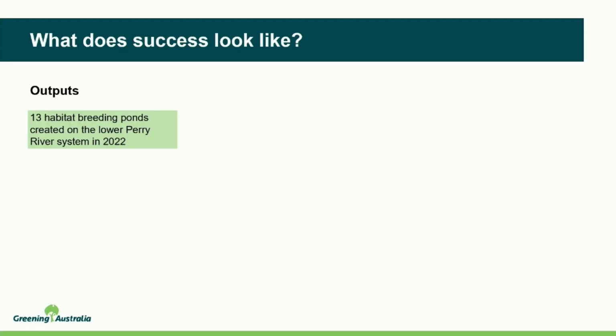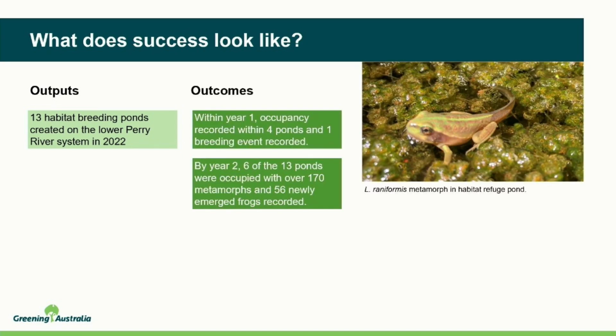To date, we've installed 13 habitat breeding ponds on the lower Perry River system since 2022. And what does this mean for this species? Within the first year, occupancy was recorded within 4 of the ponds, and 1 breeding event was recorded. By year 2, 6 of the 13 ponds were occupied, with over 170 metamorphs and 56 newly emerged frogs recorded. So this demonstrates that we've created new homes for these frogs with these wetland ponds.